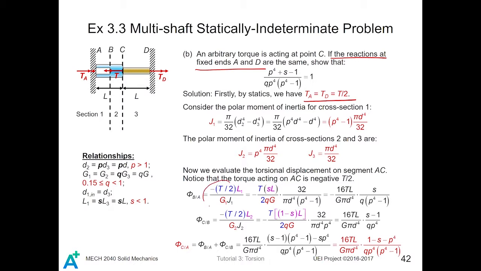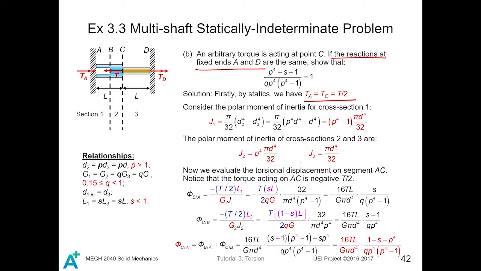You substitute the torque into it, as well as the length, modulus, and the cross-sectional properties. Then you find the torsional displacement of B relative to A equals this. Similarly, for the torsional displacement of C relative to B, first you place your torque into it, but notice: what is L2? We know that L1 equals SL, then L2 equals L minus L1, which is (1 minus S) times L. We also place this polar moment of inertia into this expression, then we get this result.